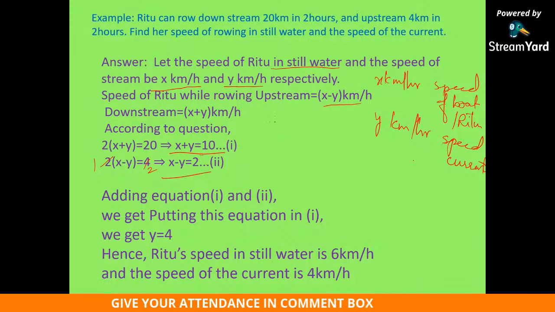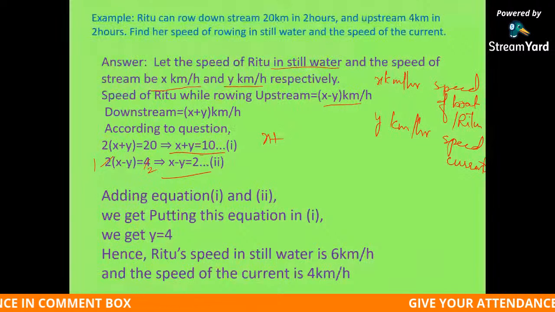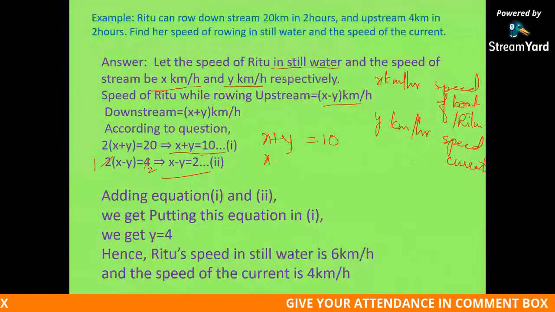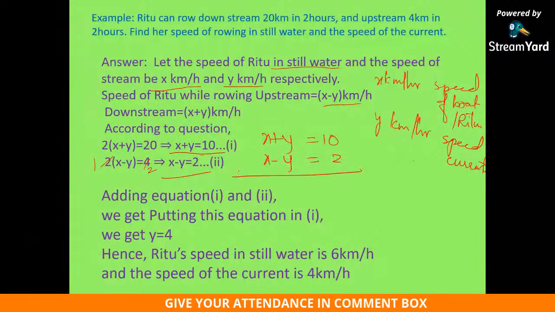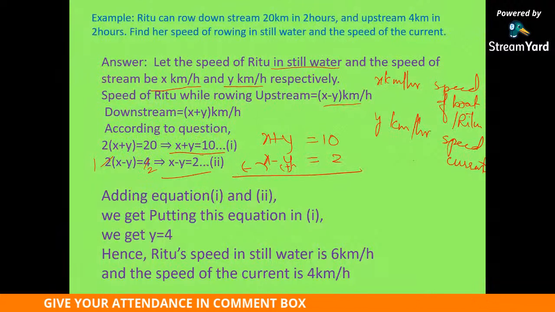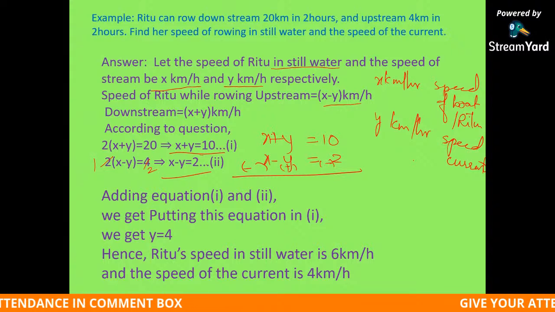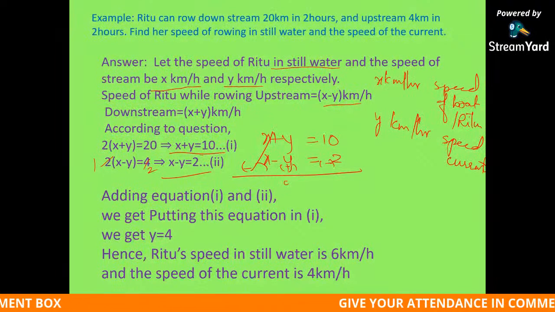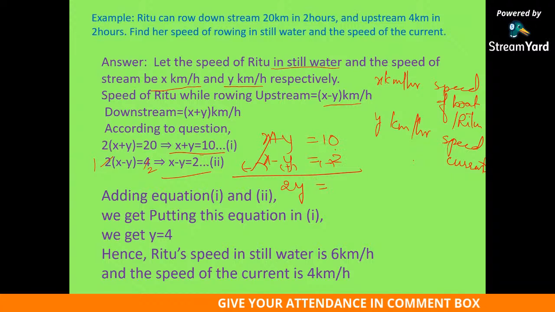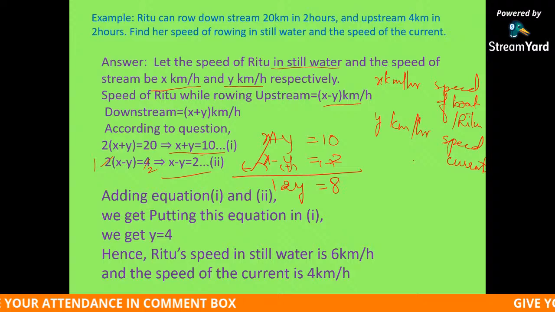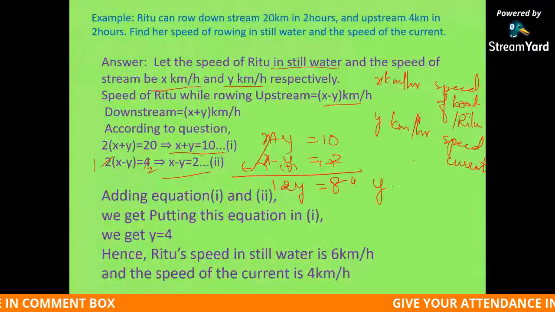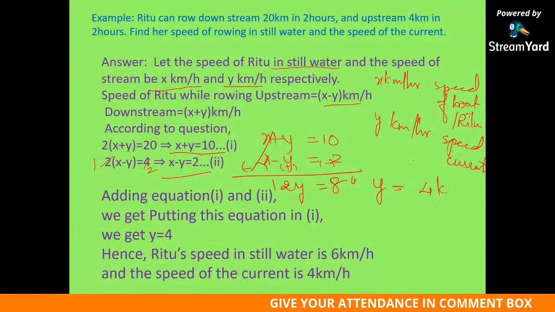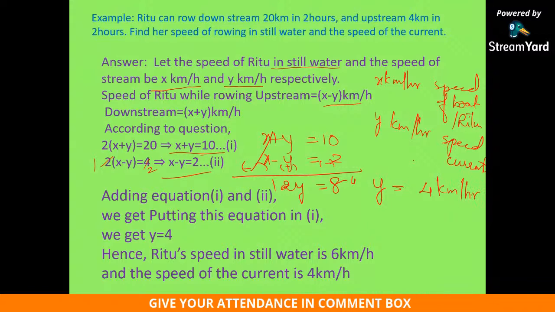If you see the first equation, x plus y is equal to 10 and x minus y is equal to 2. If you cancel, the first term gets cancelled, plus y will give you 2y. 10 minus 2 is 8. Then 2 ones are 2, 2 fours are 8. Y is equal to 4 kilometers per hour. This is the speed of the current.